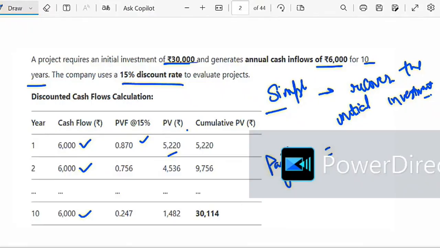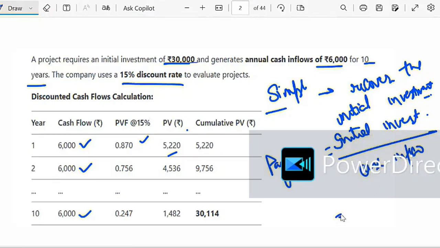How to find simple payback period? In the numerator, you write the initial investment. In the denominator, you write the cash inflow. And just divide both of them, you will get the simple payback period. So please tell me how much it is.